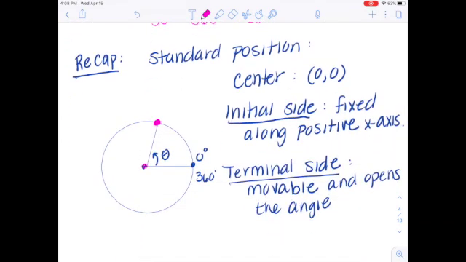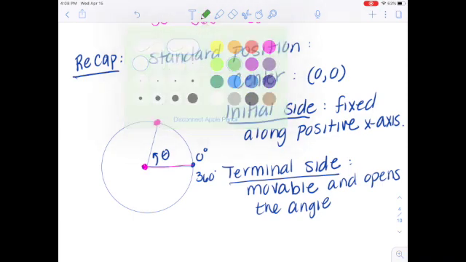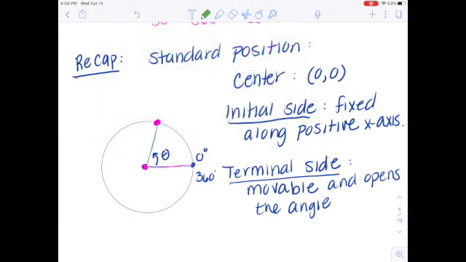All right, just as a little recap, you've got standard position, your vertex is at 0, 0. Your initial side is along the x-axis, and that is fixed. It does not move. Okay? Your moving ray is the terminal side. So it's movable, and that's in green.